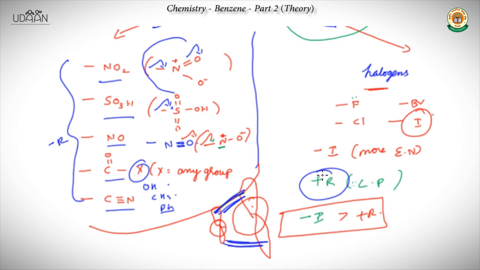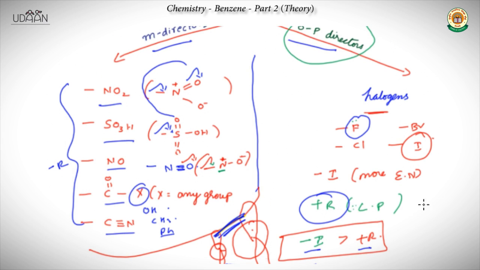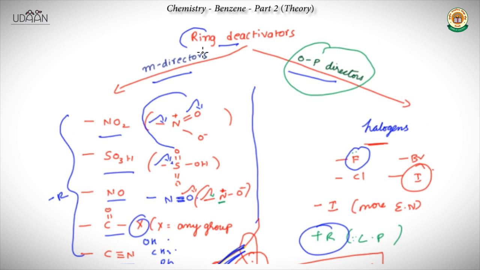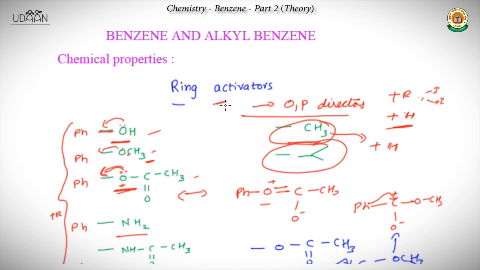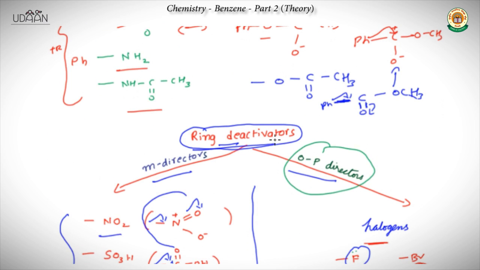Also, these do not have much donating capacity because they have more electronegativity and are a bit reluctant towards donation of their lone pairs. As a result, these are not ring activators, and you have -I greater than +R for them, so these are ring deactivators. So what you need to keep in mind is that all ring activators are ortho-para directors, and all ring deactivators need not be meta-directors. They can be either meta-directors or ortho-para directors.